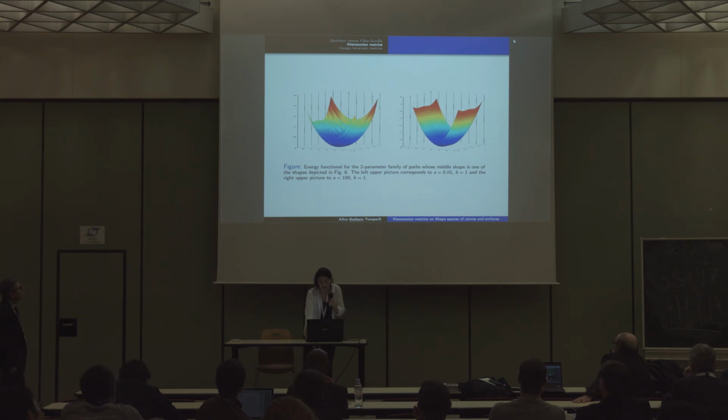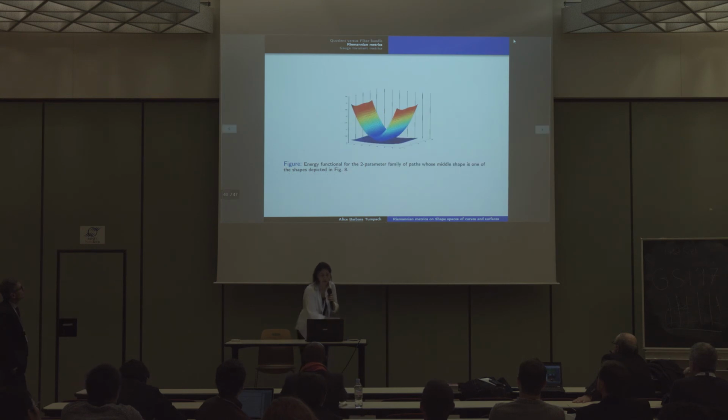But if you compare this with the same unit, then you see that in fact the first picture is very flat. So there the landscape is very flat. So this is really not good for path straightening. You need a steep landscape to make the algorithm work.